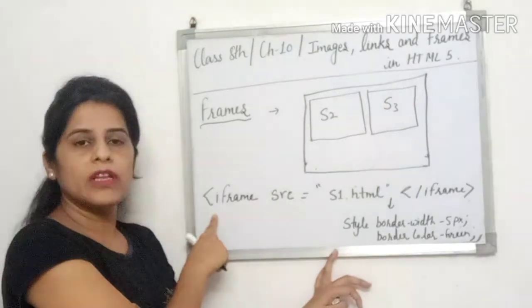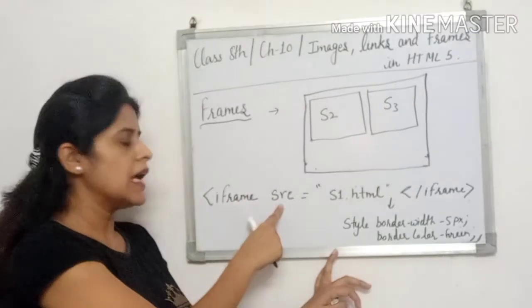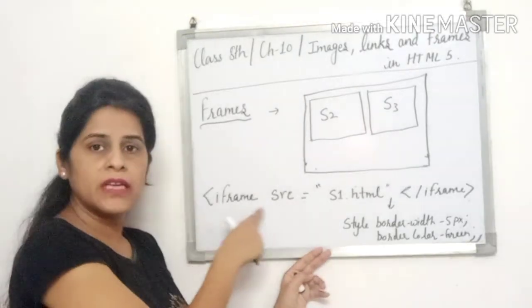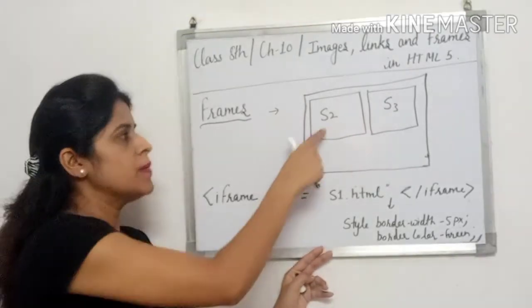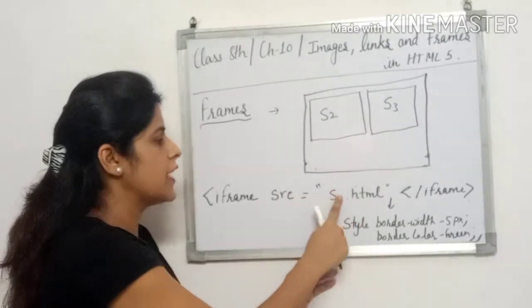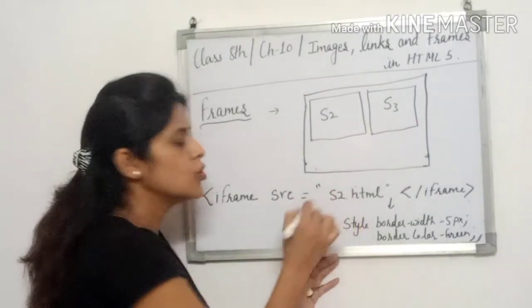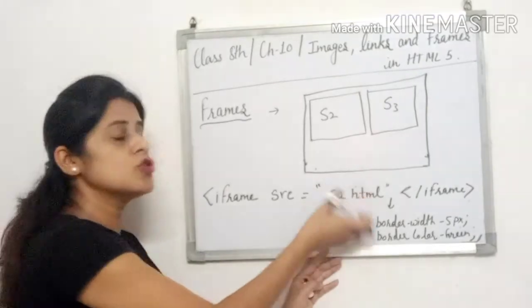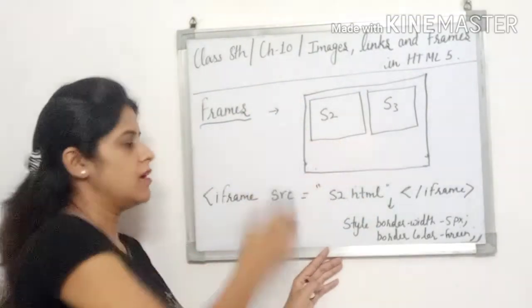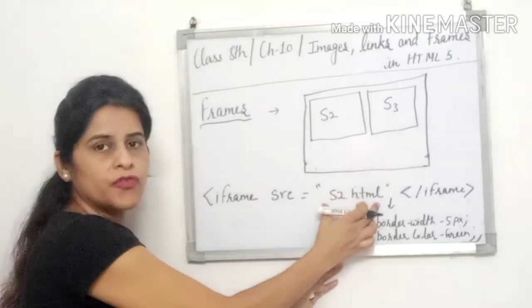For framing we will use the iframe tag, and then again we will use the source, src, from where I am using the file that will be inserted in this frame. That file is S2, I am writing S2.html. I am inserting the file which I have already made, here. So I have given the path of this.